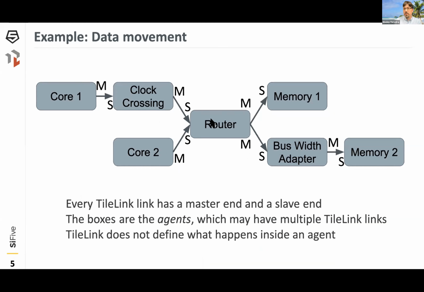A single agent could be both a slave on one TileLink link and a master on a different TileLink link. Or in the case of this router here, it could be a slave on two links and a master on two links. So agents are connected to multiple TileLink links potentially, and they can take on either the master or slave role or both. The TileLink protocol, again, is only talking about what happens on these edges that connect the agents. We don't tell you what you have to do inside an agent. That's the microarchitecture, that's up to the designer.